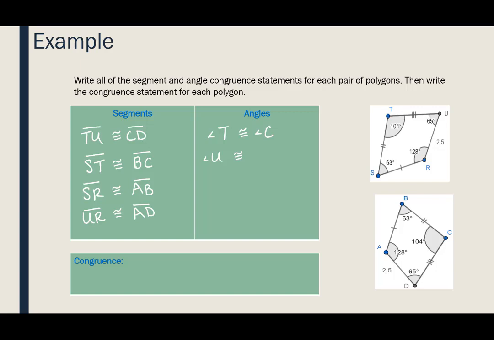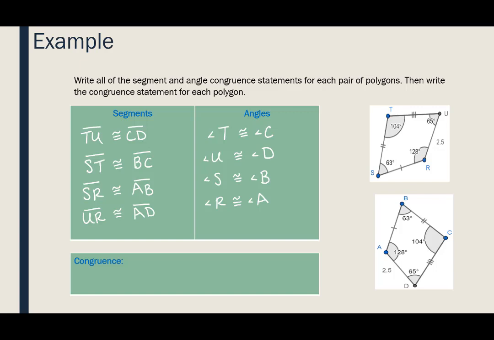Angle U has a measure of 65, and on the bottom polygon, 65 degrees is angle D. So angle U is congruent to angle D. 63 degrees describes angle S on the top shape, and it also describes angle B on the bottom. Then finally, we have 128 degrees. Angle R is congruent to angle A.